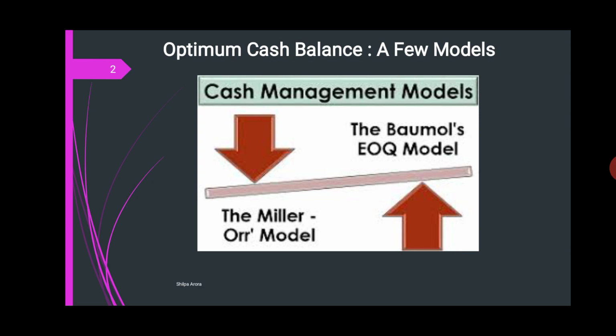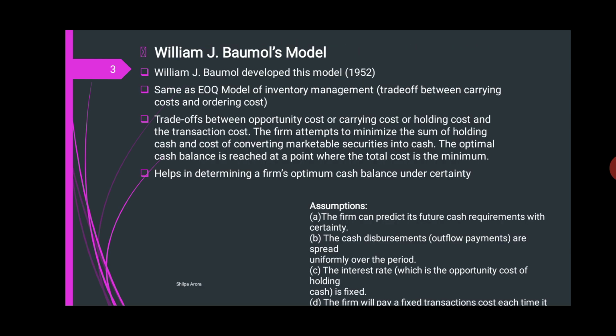Now let us start with the Baumol's model, also known as William J. Baumol's model. William J. Baumol developed this model in the year 1952, and this model resembles the EOQ model of inventory management. This model basically attempts to balance the income which is foregone on cash held by the firm against the transaction cost of converting the cash into near cash items.